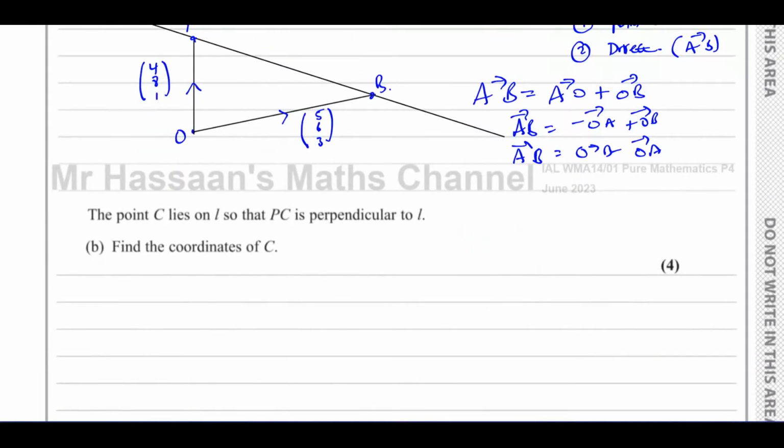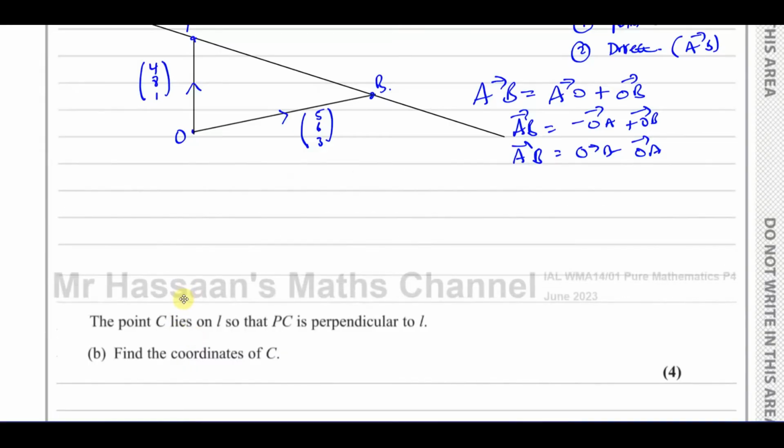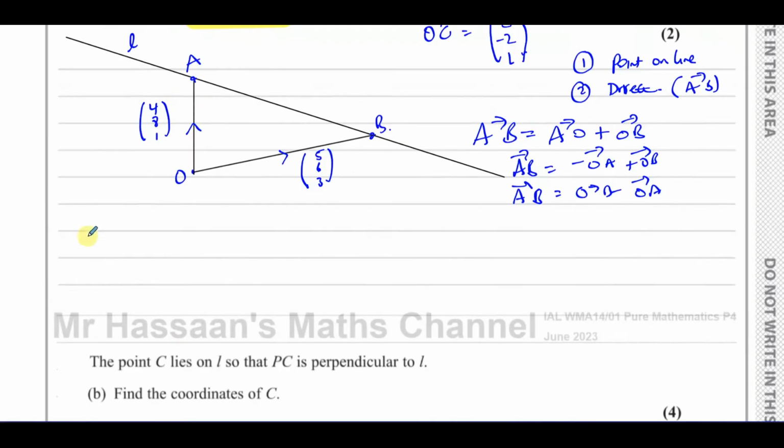Let's make some more space here so we have a better chance to write things down properly. So we can say, therefore, the vector from A to B is going to be OB, which is 5, 6, 3, minus OA, which is 4, 8, 1.